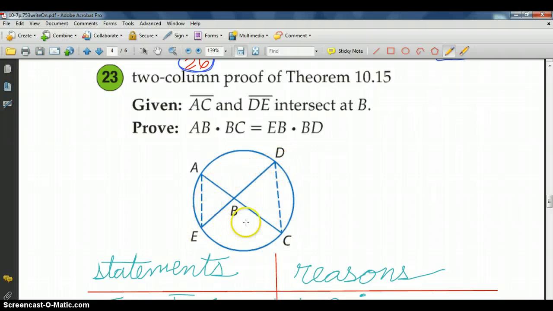So the way that we're going to go about this proof is we're going to show that these two triangles are similar. Once we can show that these two triangles are similar, we can set up a statement of proportionality and cross multiply to get this product here.